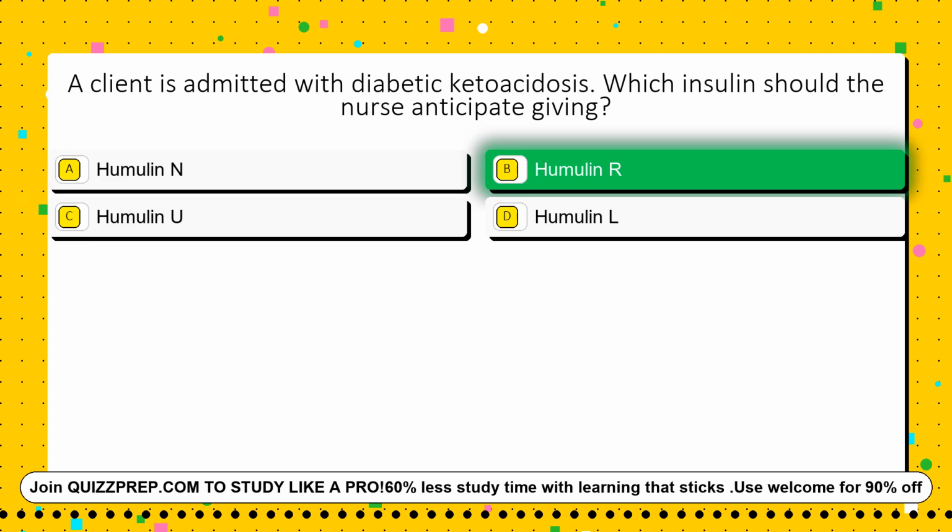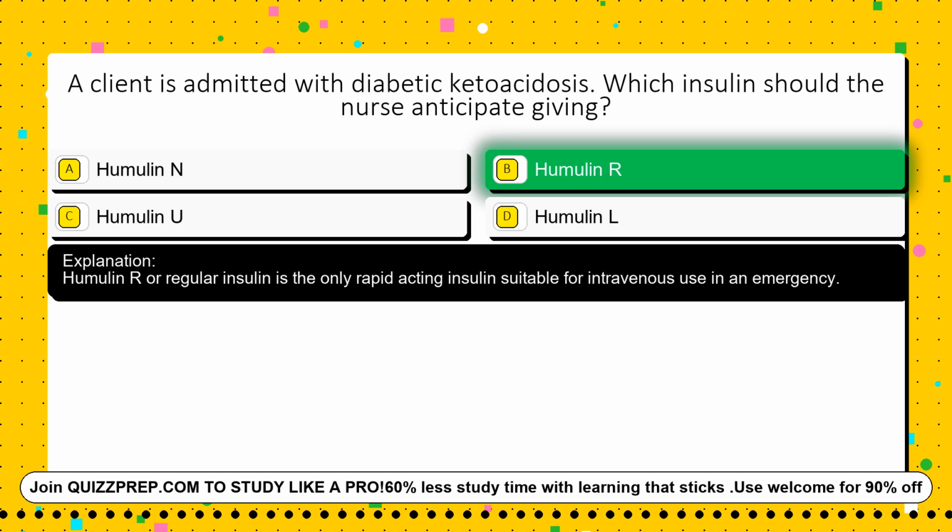The correct answer is option B, Humulin R. Humulin R or regular insulin is the only rapid-acting insulin suitable for intravenous use in an emergency.